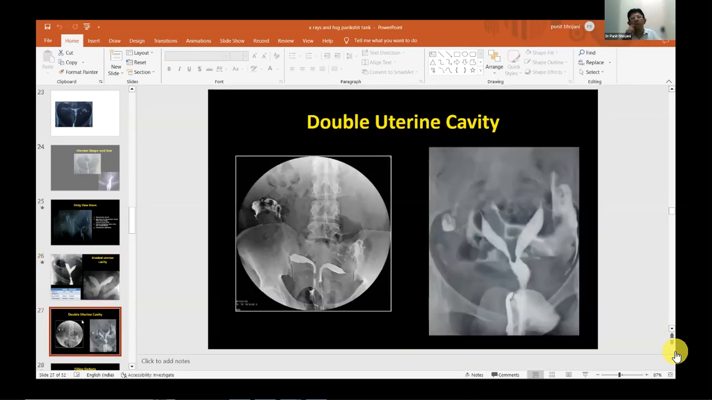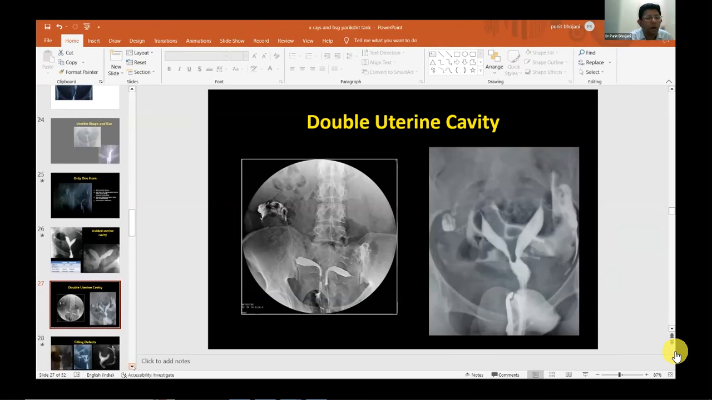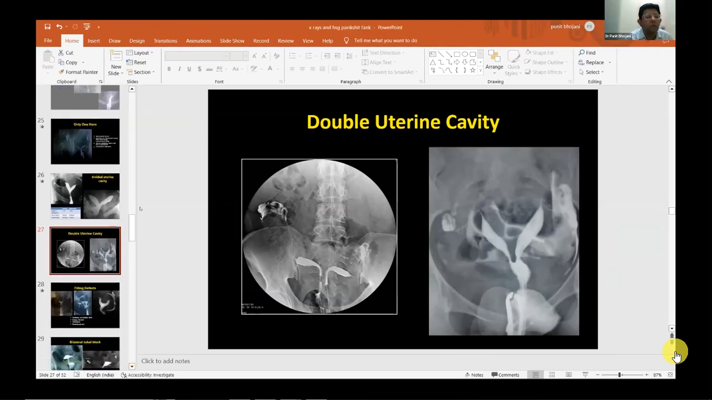Okay. Now we also have this clearly separate two cavities. So this is a double uterine cavity. Again, we have to see on per speculum whether it is two cervices or not, and then you need to make a call.